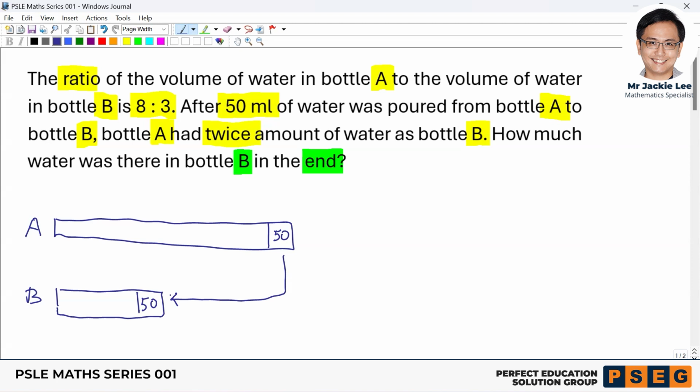Now let's do some brainstorming. Starting now, we have the ratio 8:3. So let's say 8 units and 3 units. We try to brainstorm. Let's say we now transfer 1 unit from A to B. This one will drop to 7, am I right? This one will increase to 4. Now take note that the ratio 7:4 is already less than 2:1.